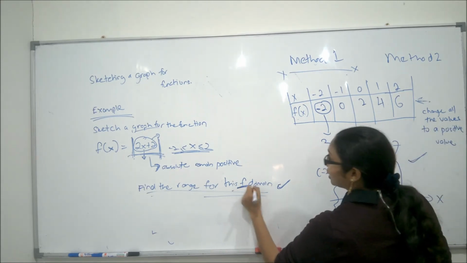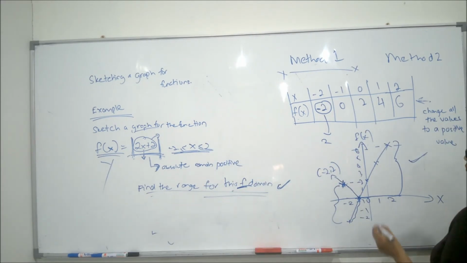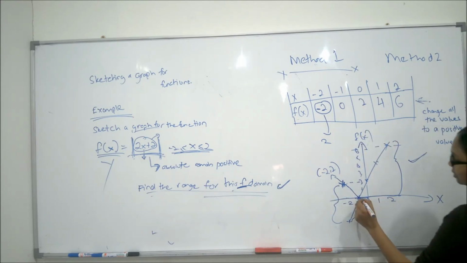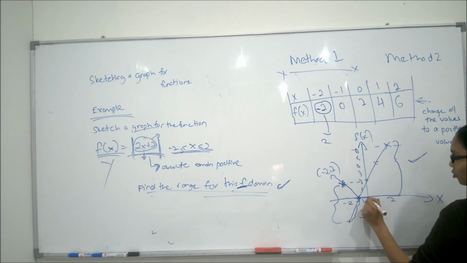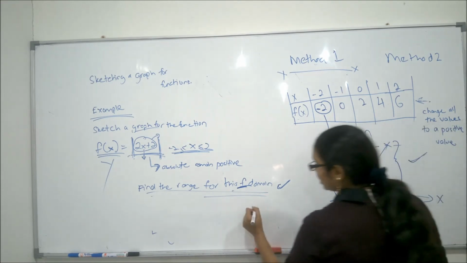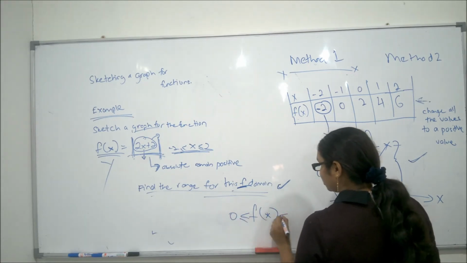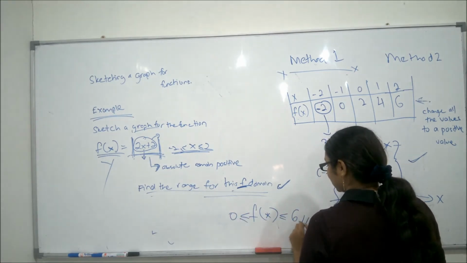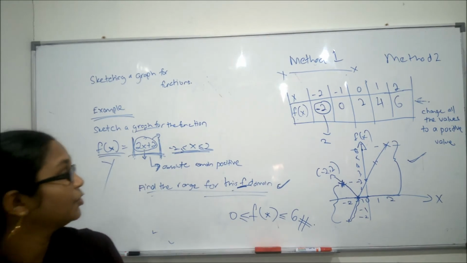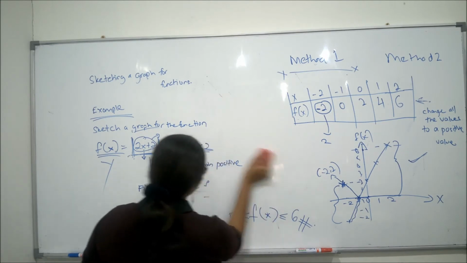For this f domain refers to the y-axis. Find the range for this f domain, meaning that they want you to find the range for the y-axis. And the graph covers the y-axis from this point right up to 6. Therefore, your answer should be fx larger than or equal to 0, lesser than 6. Got it? You've nailed the question beautifully. Clear? Let's move on to the next subtopic of function.